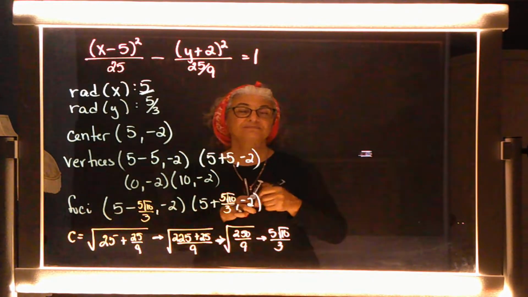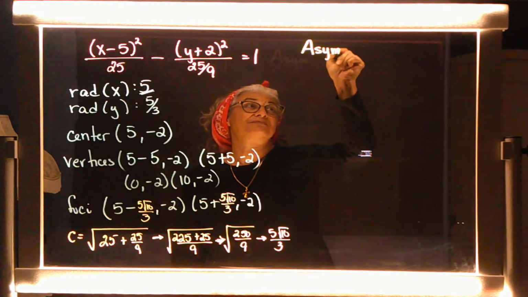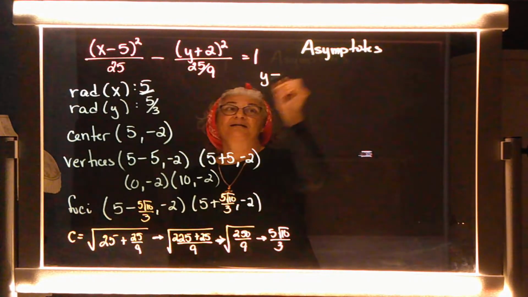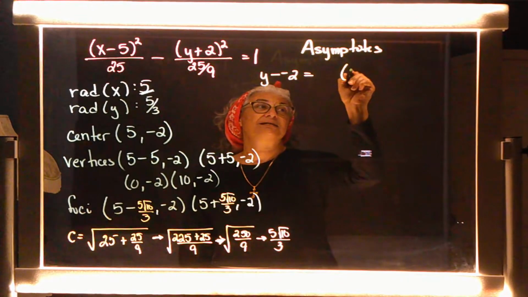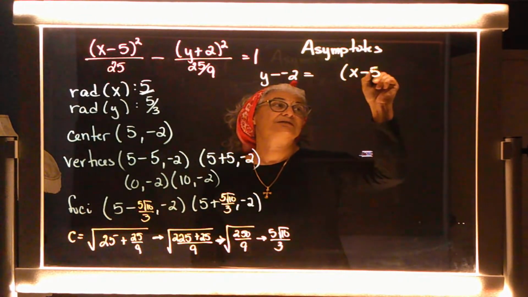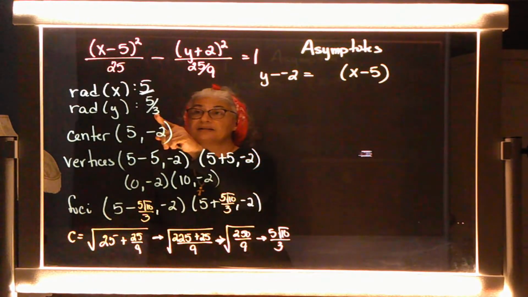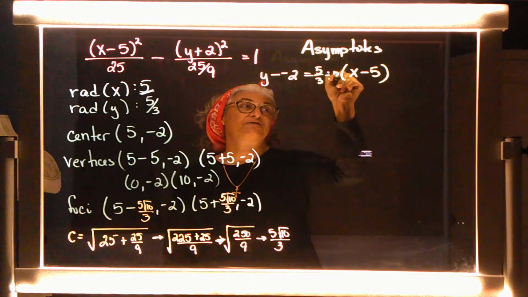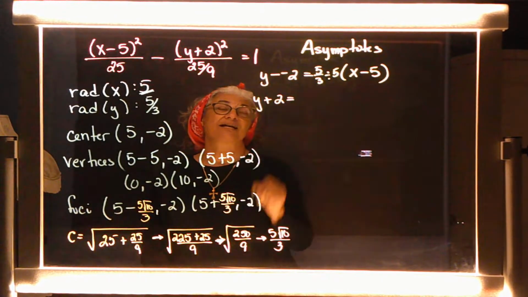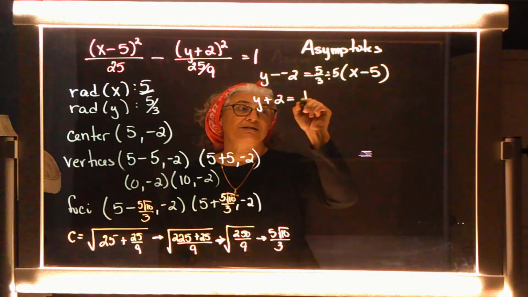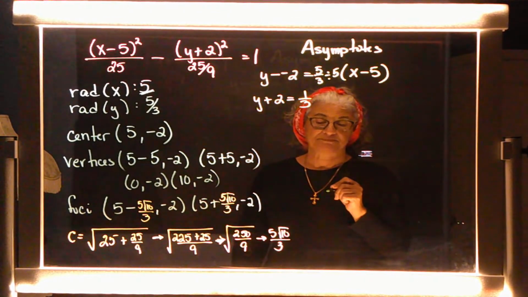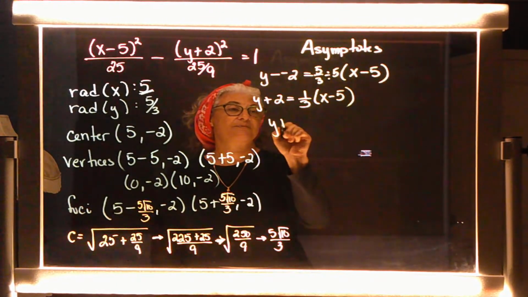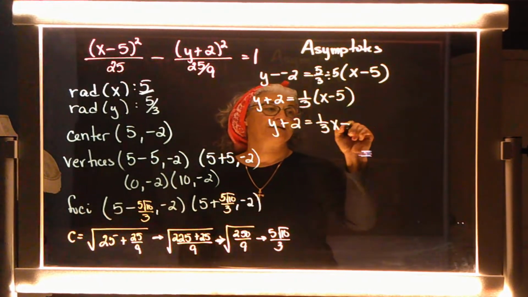Asymptotes. There you are. So one of the asymptotes is y minus k. What's my k? Negative 2. And x minus h, 5. Okay, so remember the slope. It's your y over your x, correct? So that means it's 5/3 divided by 5. Well, what's that going to be? Yeah, I think I heard some of you say it. That's 1/3, isn't it? Right? And over here is x minus 5. Looks like I've got some simplifying to do. 1/3 x minus 5 over 3.